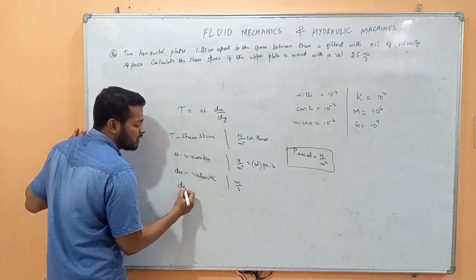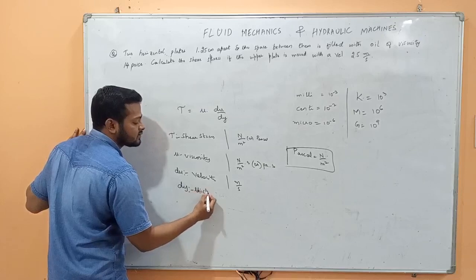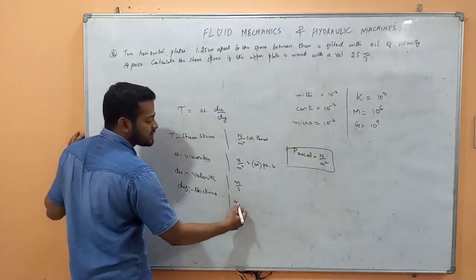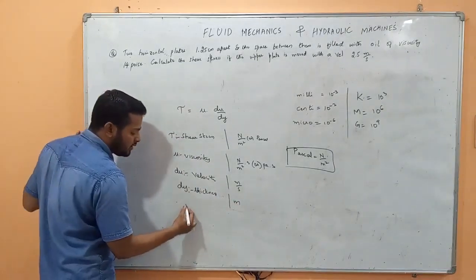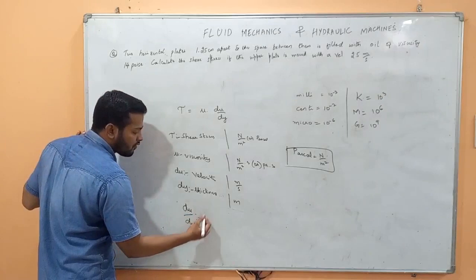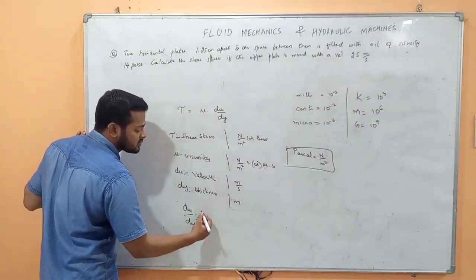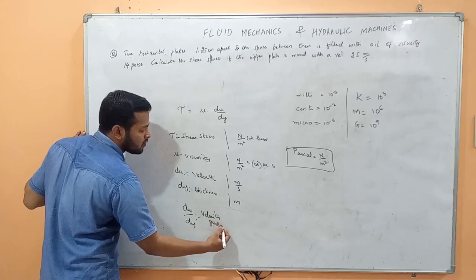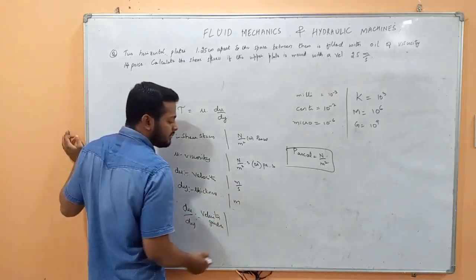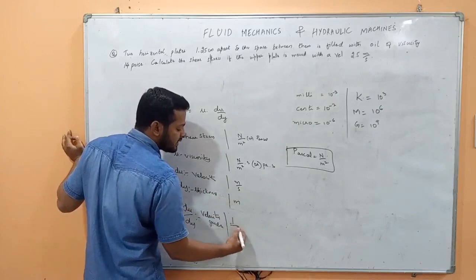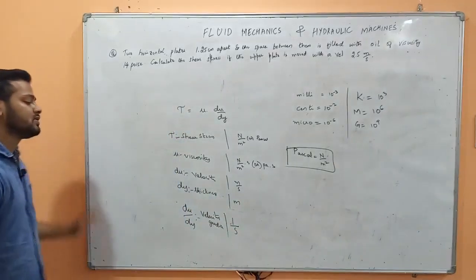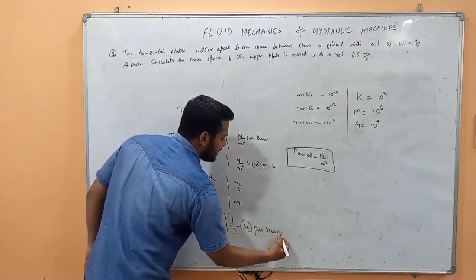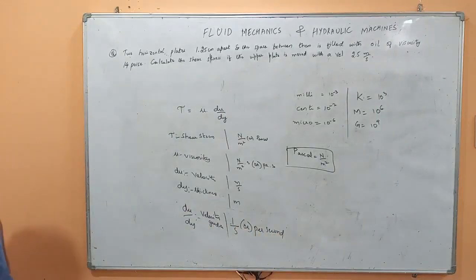Next is dy. Dy is called thickness, which is usually distance. So distance unit is meter. And this du by dy is velocity by thickness, called the velocity gradient. So meter per second by meter becomes per second, 1 by second. So with the help of units you have to identify what has been given in the question.